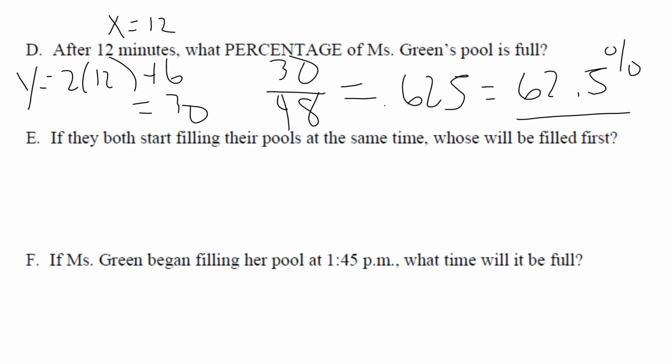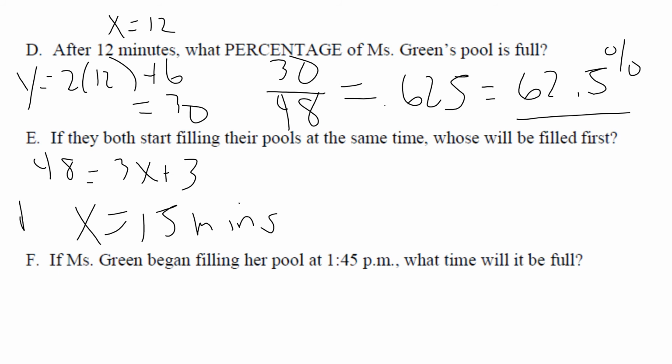If they both start filling their pools at the same time, whose will be filled first? Again, what does it mean for the pool to be filled? It means that you have to have 48 inches all together. So take each of the equations and set them equal to 48. For Mr. Brady, 48 equals 3x plus 3. Subtract the 3, divide by 3, and it takes Mr. Brady 15 minutes. And again, that's B for Brady.